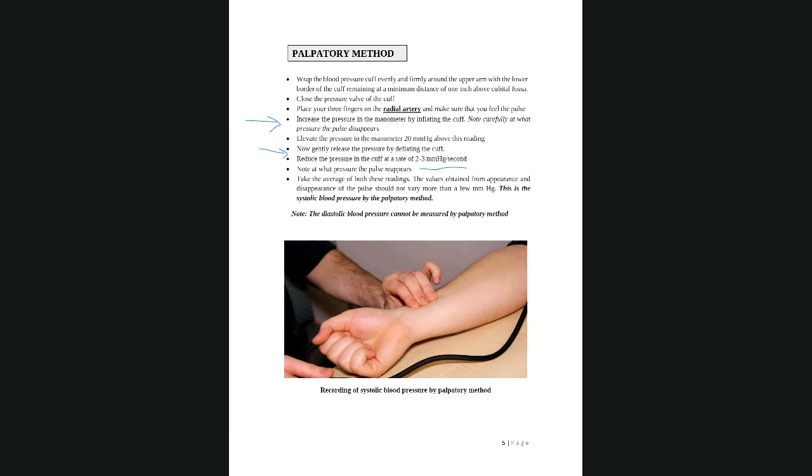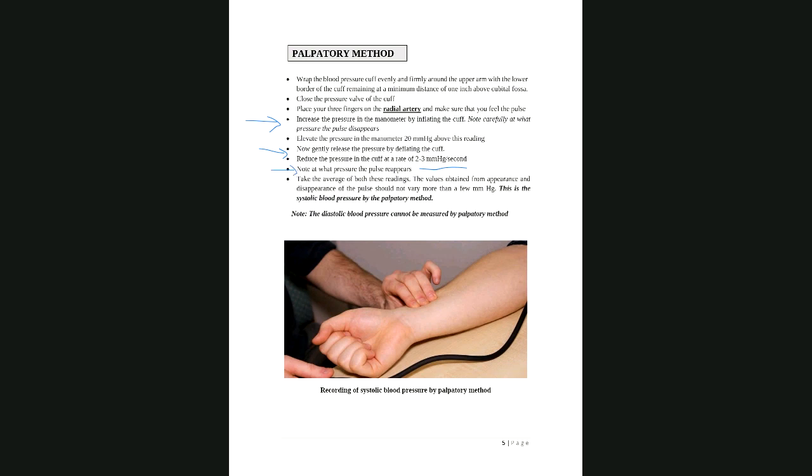Suppose at 100 millimeters of mercury the pulse disappears, you will still be raising the pressure to 120. After that, slowly, you'll be releasing the pressure. When you slowly release the pressure, when it reaches 100, the pulse will reappear, right? Note at what pressure point the pulse reappears.